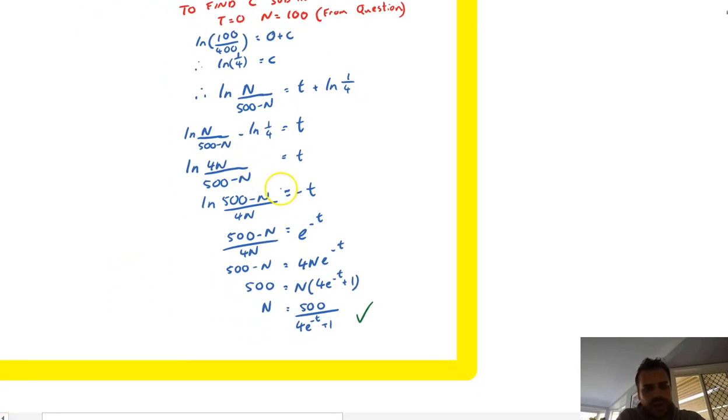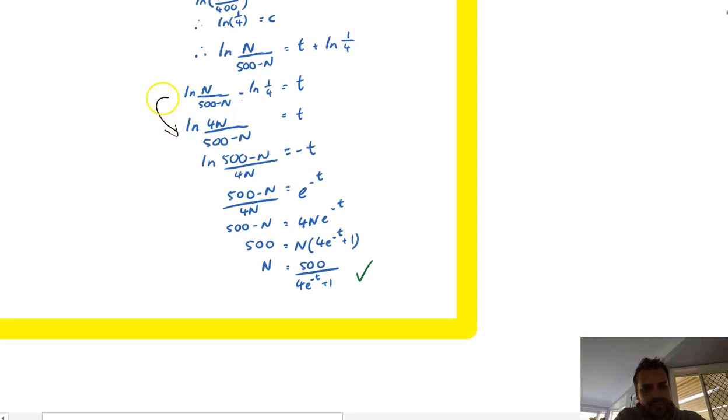And then I've grouped those to be ln(4n over 500 minus n). That's because it's subtracted, so it's going to be this divided by 1/4. I'll leave you to play with why n over 500 minus n divided by 1/4 would be 4n over 500 minus n. But that really should be like a single step. You could probably add an intermediate step if you had to.